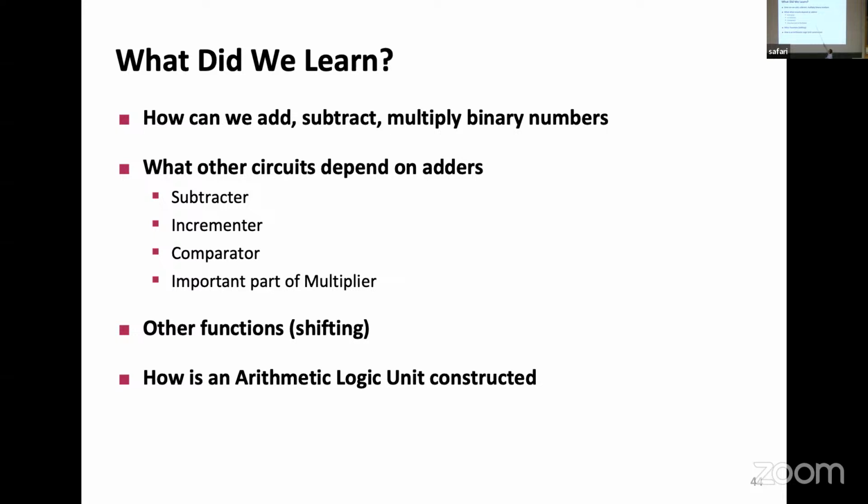We know how to add, subtract, multiply binary numbers. We see that the adders can be used for making subtractors, incrementers, comparators, and they become an important part of the multipliers. We know how other functions can be made, like shifting, and by combining all of them, an arithmetic logic unit can be constructed. Looks very simple, and it's not much more complex in any state-of-the-art processor. There are tricks, of course, and we will talk about some of them in the upcoming lectures.